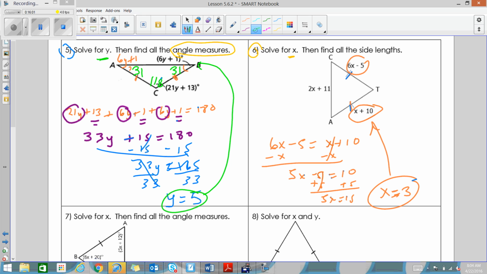So now we're going to take this and we're going to put this in here, here, and here. So we're just going to put 3 in there. So for this first side length, AT, we're going to go 3 plus 10 is 13. And you can't even see that. 13. Oh, and it does it again. 1, 3. Okay, cool. Now for CT, you're going to go 6 times 3 is 18. 18 minus 5 is 13. Oh man, they're the same thing. Yeah, and that's because they're equal. And now 3 times 2 is 6 plus 11 is 17.